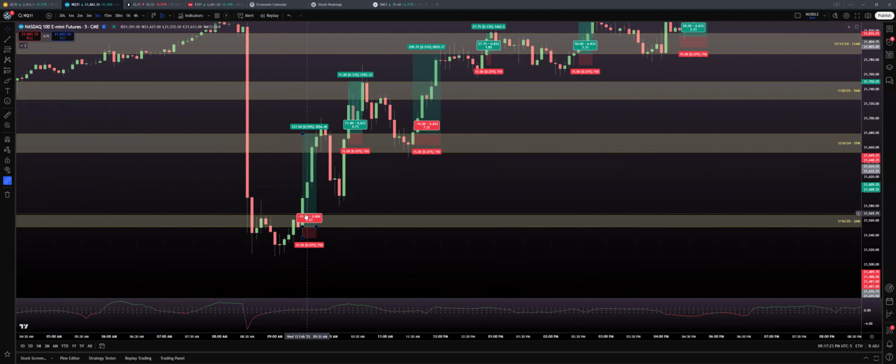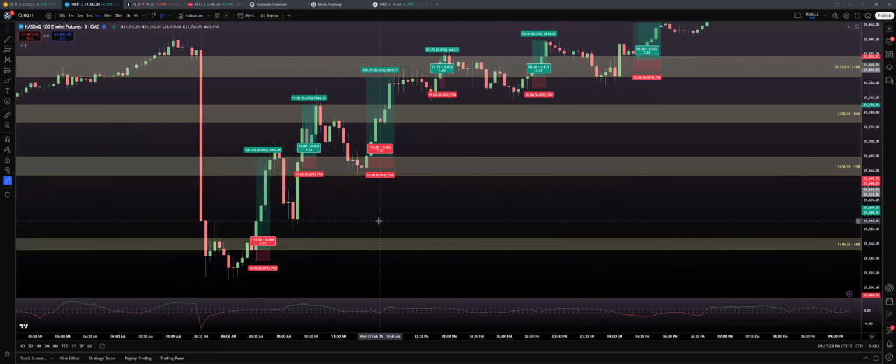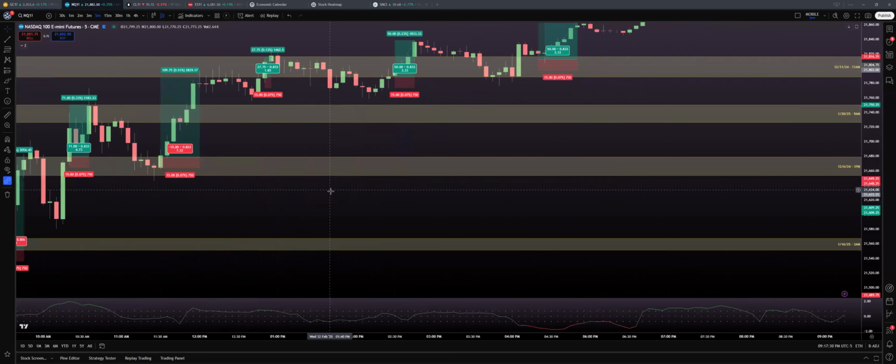And that's why this trade is drawn here. I didn't take this trade. I didn't take any trades today because of my internet. But that's kind of the idea behind it, and I'm about to go into that in further detail.